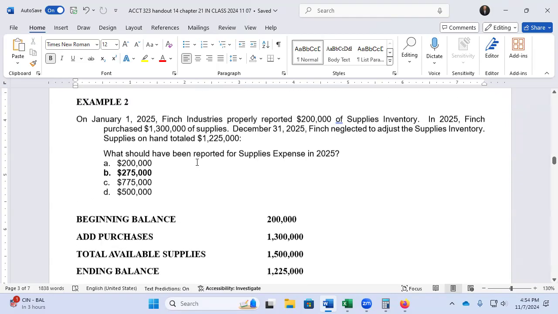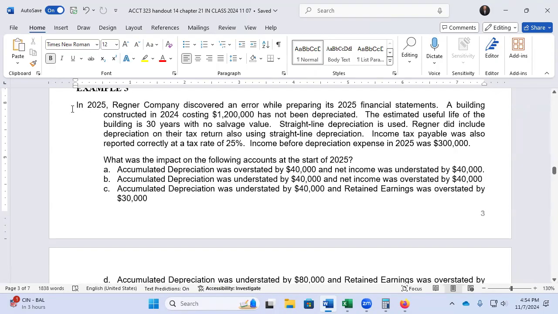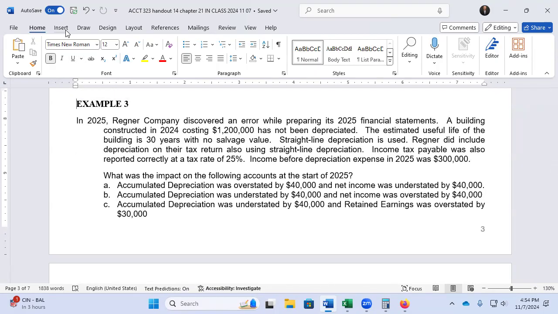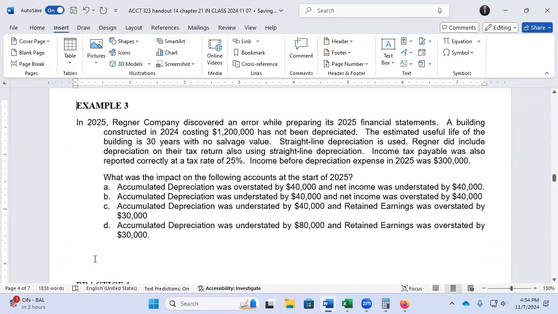Any questions? Okay. Let's take a look at example number 3. In 2025, Regner Company discovered an error while preparing its 2025 financial statements. A building constructed in 2024 costing 1.2 million had not been depreciated. The estimated useful life of the building is 30 years with no salvage value. Straight line depreciation is used.